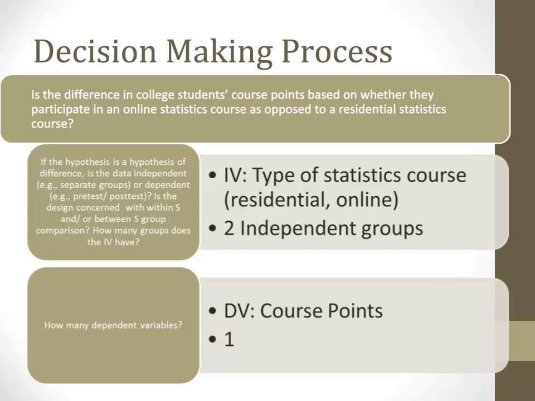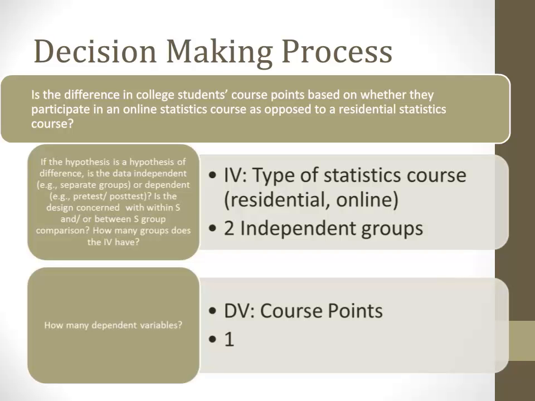Well, let's start with the independent variable. First of all, for the independent variable, are we dealing with two groups that are independent of one another? That means that each group is separate, or are we dealing with dependent groups, one group, or within group? Well, here we see that we have two separate groups, residential and online. So we're dealing with independent data. The second question that we asked about the independent variable here was, how many groups do we have? Well, we have two groups, residential and online.